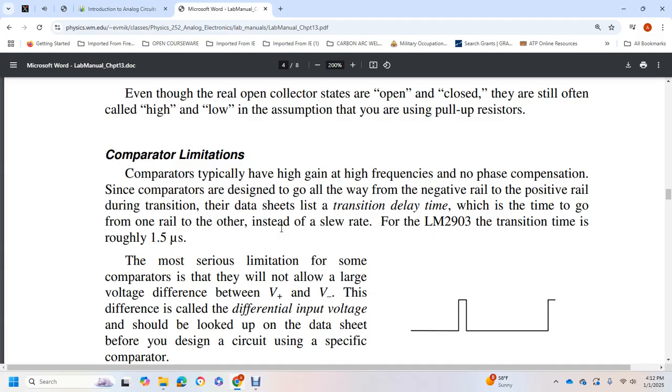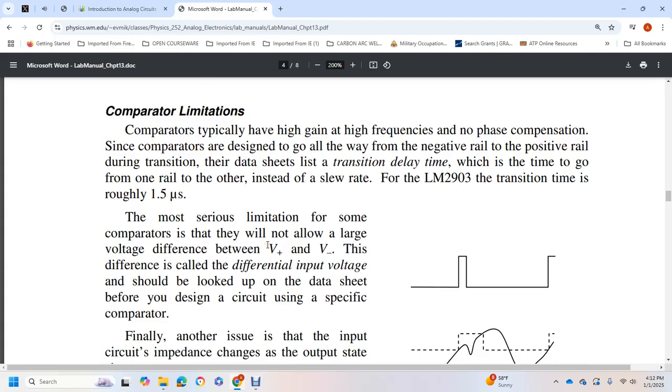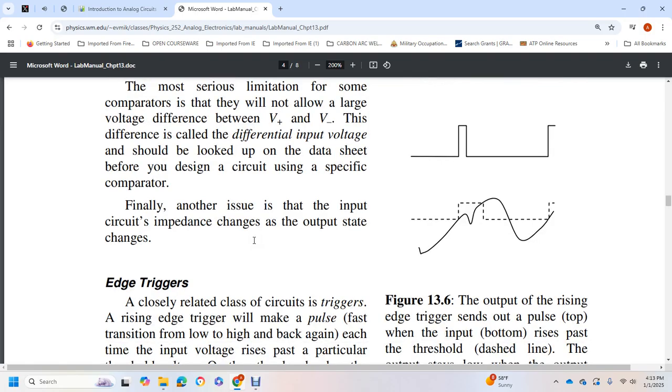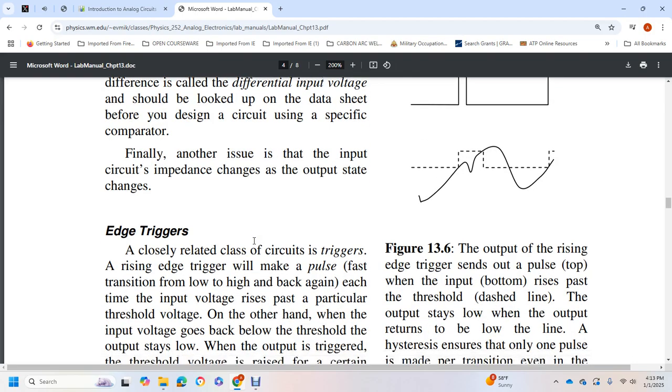Among the most serious limitations, some comparators will not allow a large voltage difference between the positive and negative inputs. The allowed differential input voltage should be looked up in the data sheet before designing a circuit, and it is specific to each comparator. Finally, another issue is that the input impedance of the circuit can change if the output state changes.